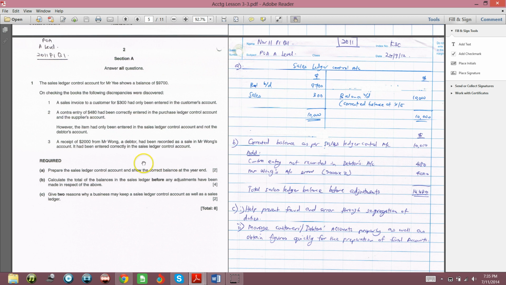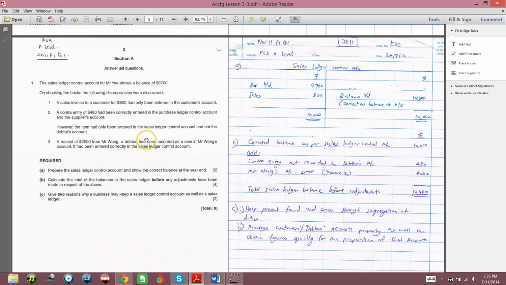Okay, so now the question is asking, calculate the total of the balances in the sales ledger, the total of the person number 1 balance, before any adjustment has been made in respect of this. So you see, number 1 has nothing to do with the person doing the individual debtors ledger. It has only been entered in the customer account. So person number 1 is correct.